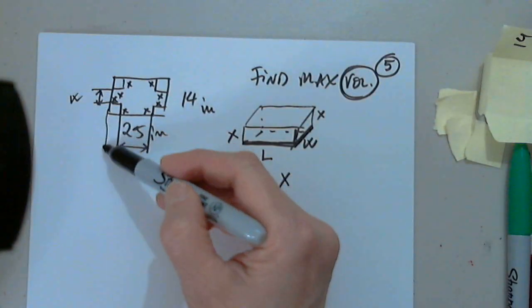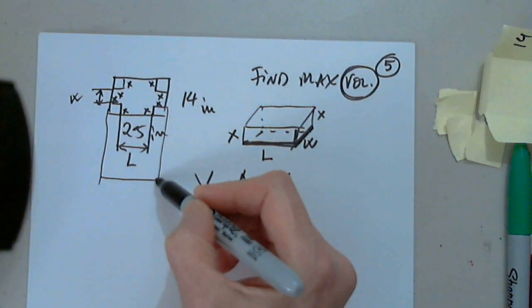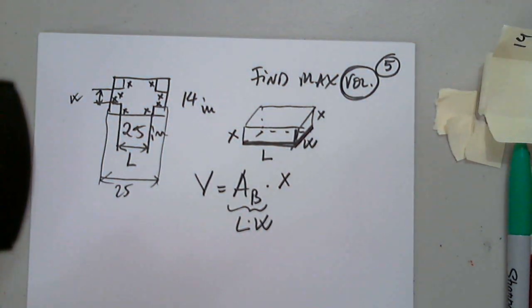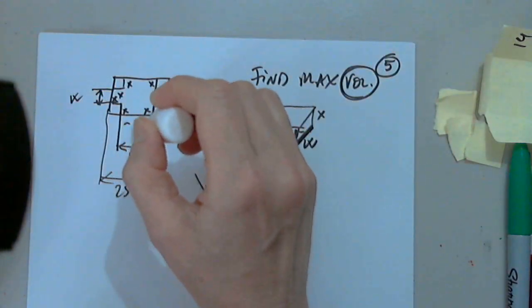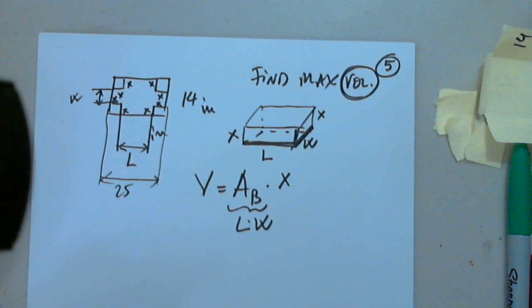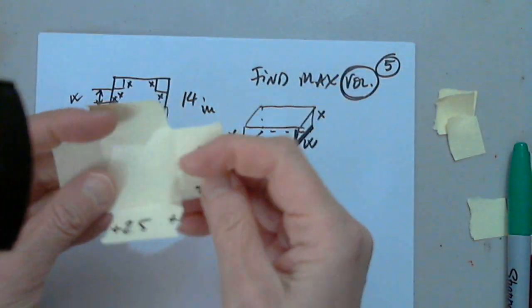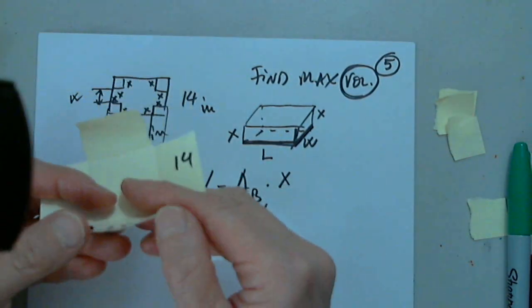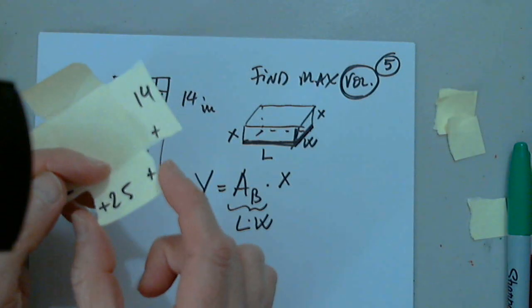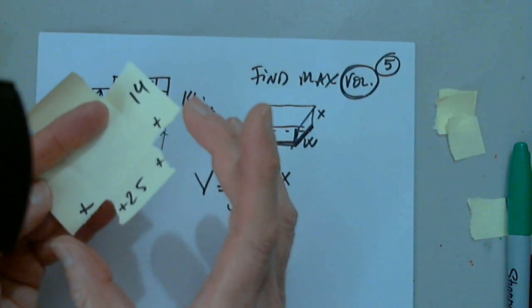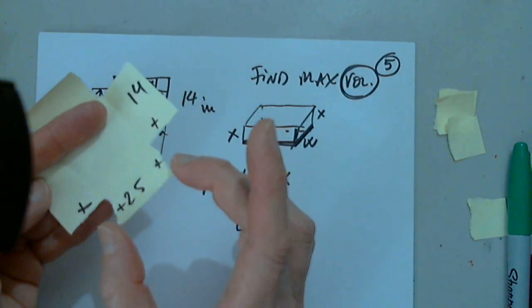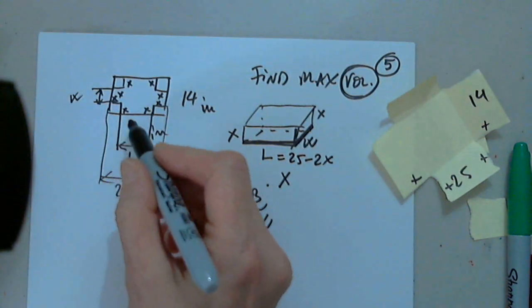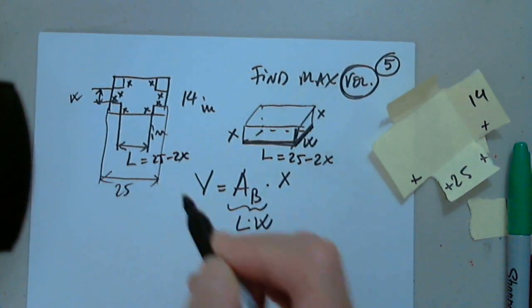So remember, this was 25. I will remove it from here because it's confusing. So the whole thing was 25. But I cut an x from here and an x from here. So how much is this piece? Just this piece now. So this was 25. So is it 25 minus 2? That's it. So this is indeed 25 minus 2x. So this length is 25 minus 2x.